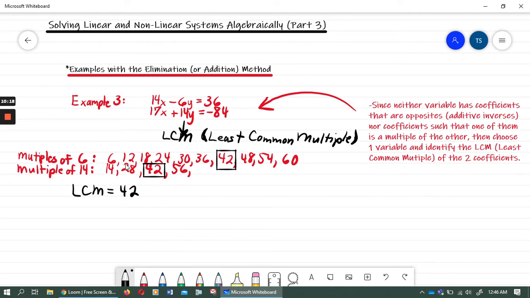Not too hard, right? All right, and guys, what number multiplies times 14 to give us 42? Again, folks, if you listed out the multiples of 14, like I've done here in this video, then you can count it with me. 1, 2, 3. Look at that. 3 times 14 gives you 42. So we're going to multiply the second equation times 3.